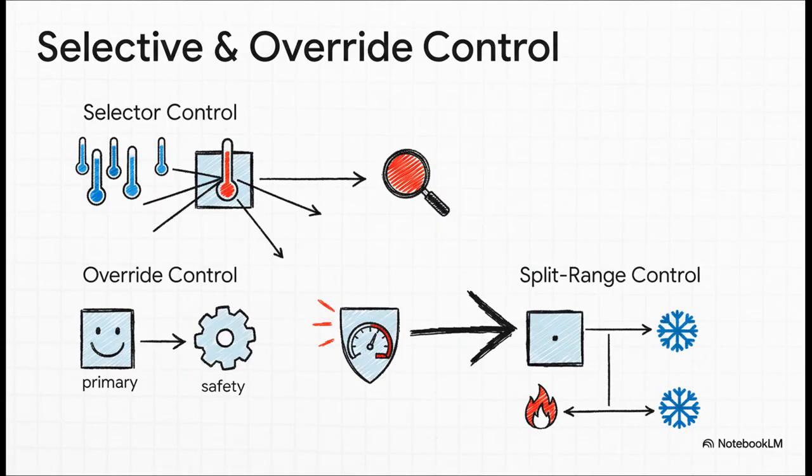This is where we get into a whole family of smart safety net controls. Selector control, for instance, might look at 5 temperature sensors inside that reactor and decide to always react to whichever one is the hottest, just to be safe. Override control is kind of like a safety pilot. It's a secondary controller that just sits there doing nothing until a variable like pressure exceeds a critical limit. Then it jumps in and takes complete control to bring the system back to safety.